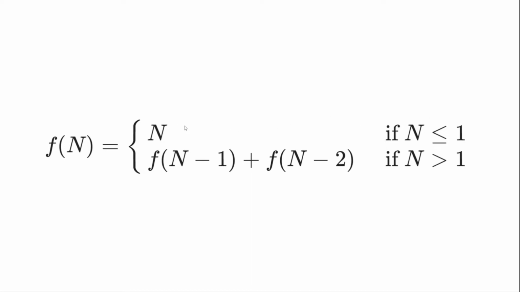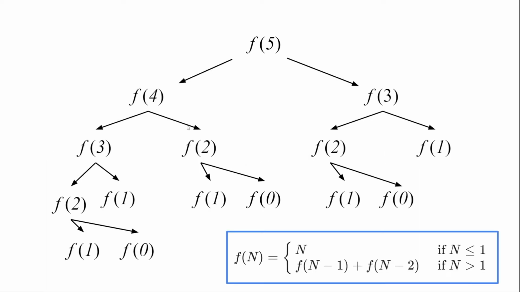Now, let's say we want to solve for f of 5. We could represent that via a tree, just to help us understand. So here we have f of 5. And now if we were to plug this into this equation that we have down here, we know that 5 is greater than 1. So f of 5 would actually be f of 5 minus 1 plus f of 5 minus 2. And this gives us f of 4 and f of 3.